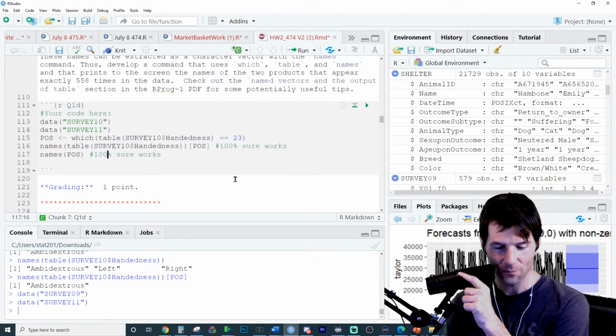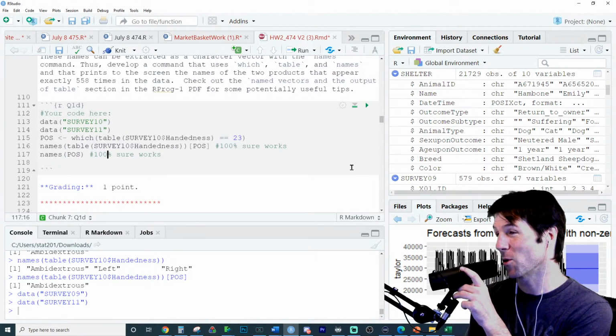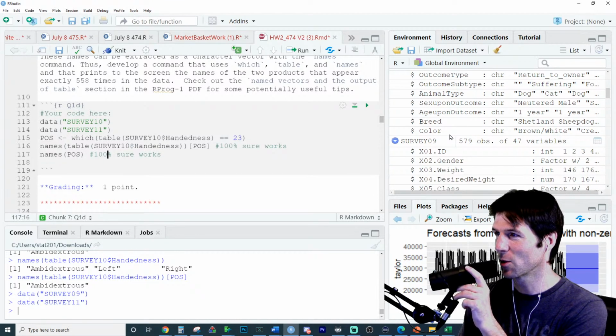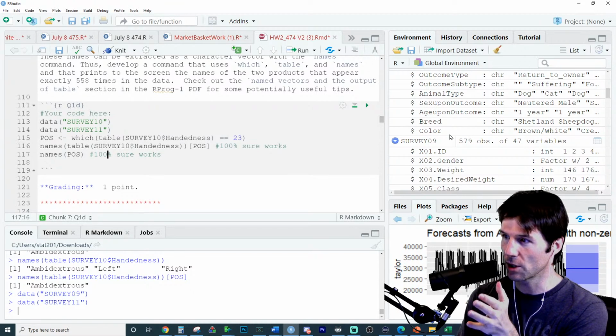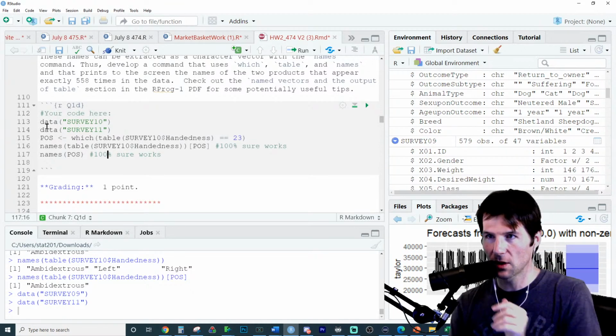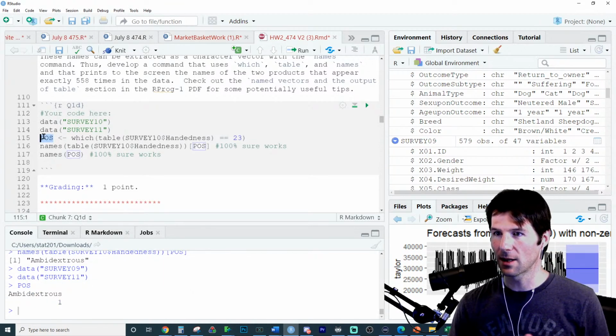Nice job. Excellent work. So it works. Code works. Great stuff. Code yours to work for yours. Make sure you're using the right vectors. Make sure you're checking the right values. Find the positions of the things you're interested in, and then take the names of that position vector, and you should be good.